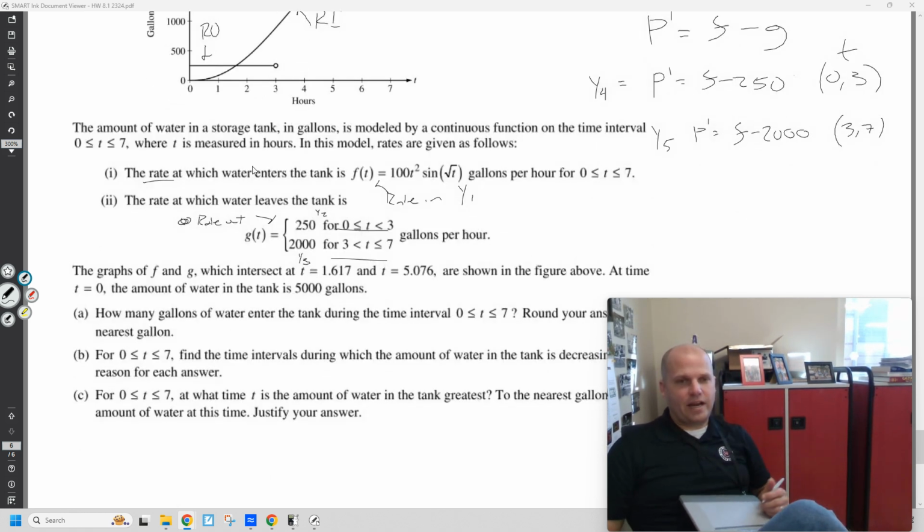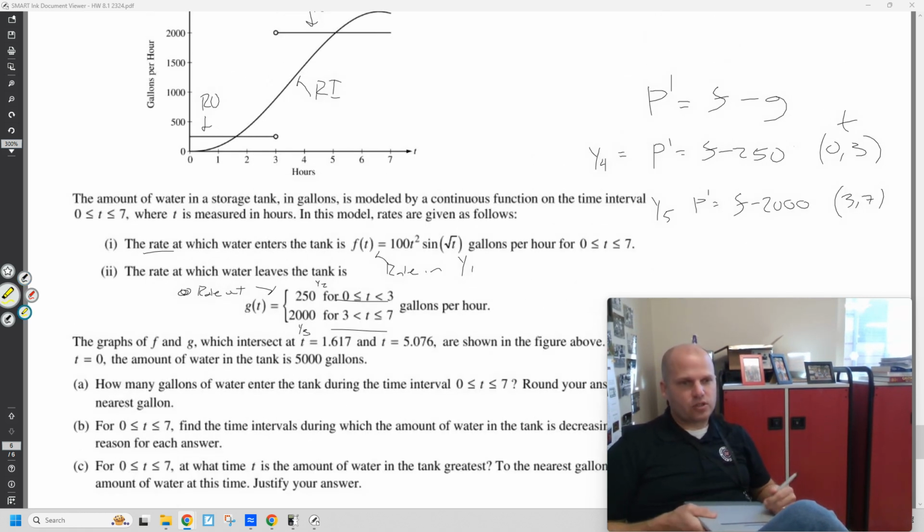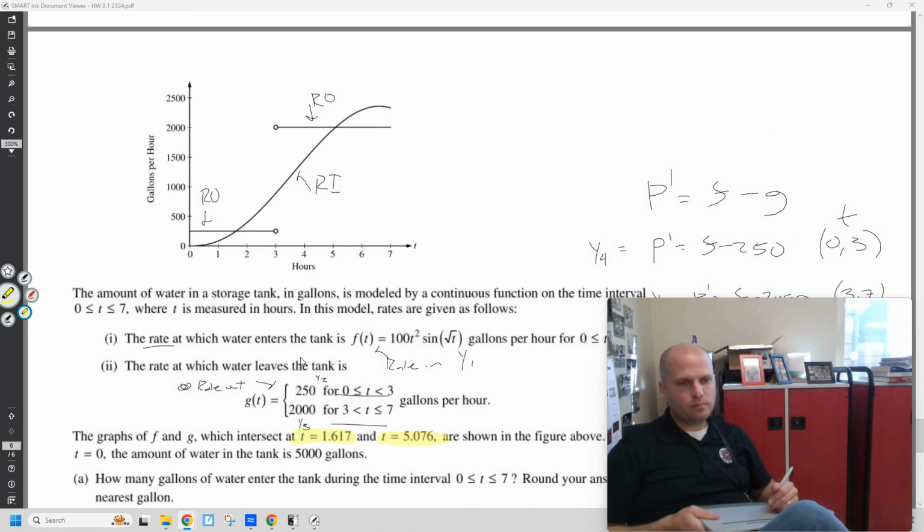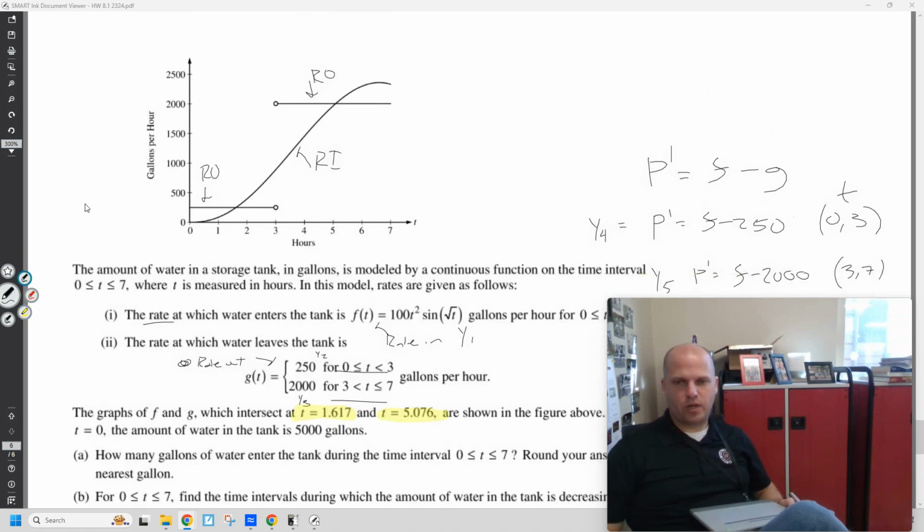They're telling you when the rate out and the rate in equal each other. So this is important. They're kind of helping you out. We could find those values easily if we wanted to. But let's just get into the questions and make sure we understand what we're doing.